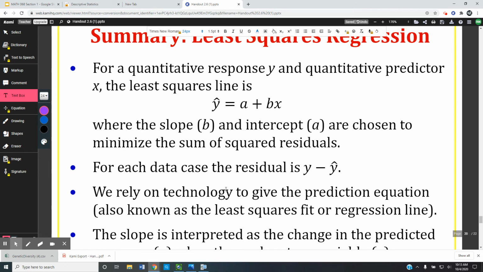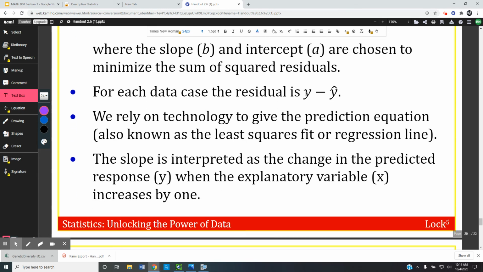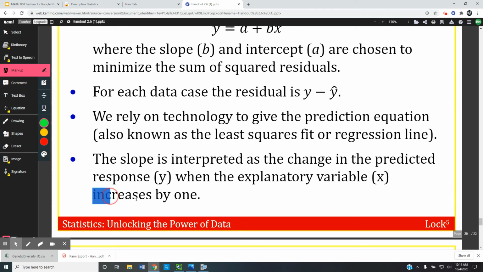Summary of least square regression. For a quantitative response y and a quantitative predictor x, the least square regression is y hat equals a plus bx, where the slope is b and the y-intercept is a. Remember, the letters don't matter. What matters is what's being affected by what. To calculate a residual, it's the observed minus the prediction. We're going to rely on technology to find the least square lines, and I'm still going to show it to you with your calculator before we go. And the slope is the change in the predicted response when the explanatory x is increased by 1. Again, that keeps coming back, right? When it's increased by 1.